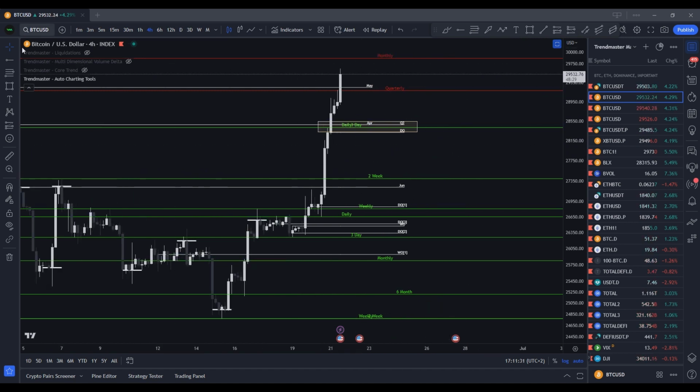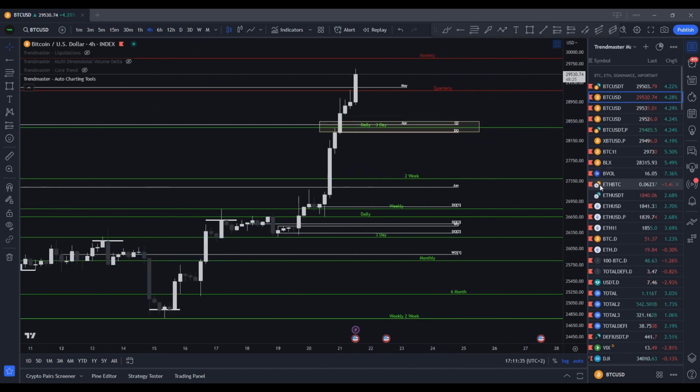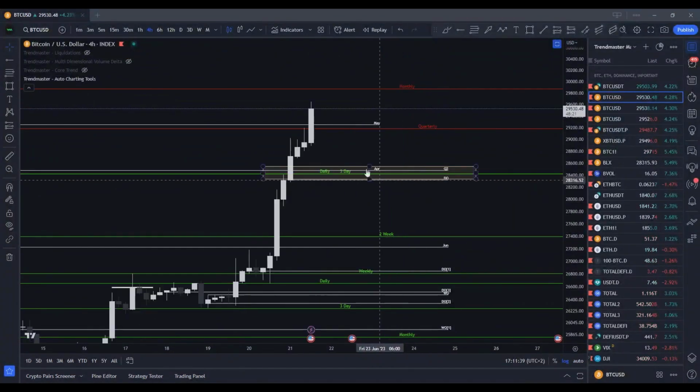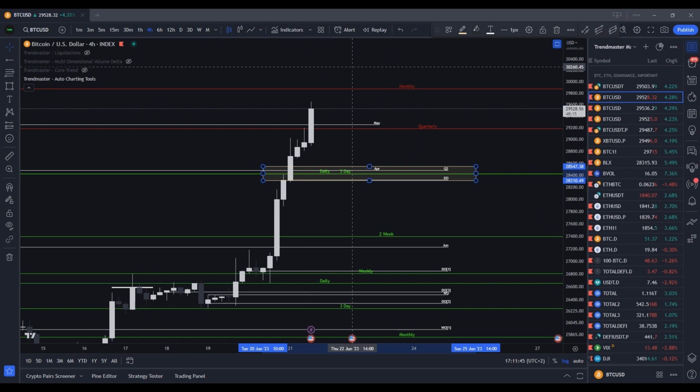So if we do have a breakdown for continuation, this is how I'd plan this, and I'm not saying it's going to happen. There's a lot of things going to happen between now and then, especially in the next couple of days. But what I'd like to see overall, if we do have a breakdown, is that I'm not looking to short the highs until we have a loss of this structure.